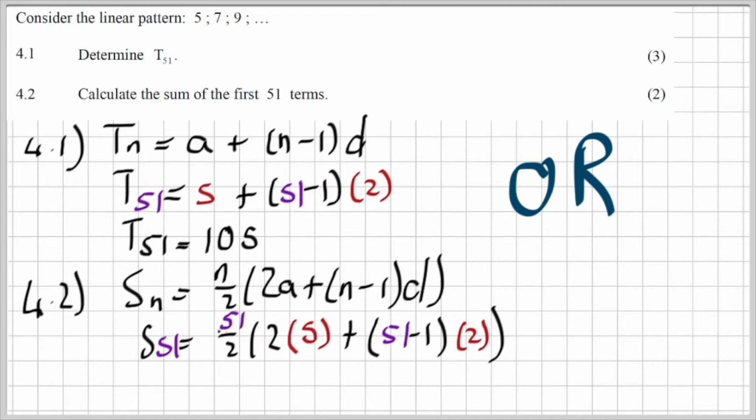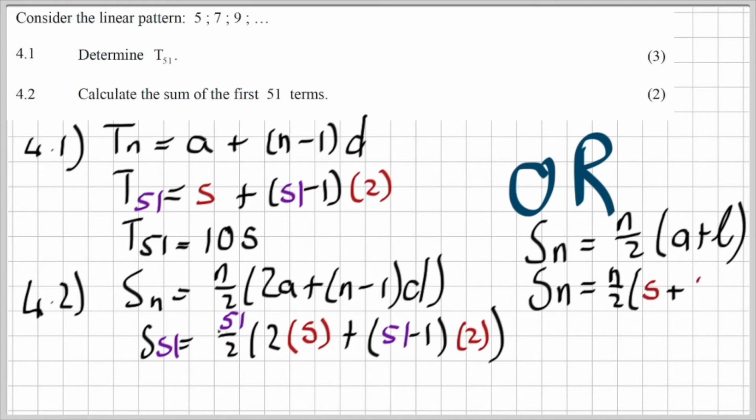But here is something I want to show you. Those of you that are getting 80s and 90s, I want you to think of every question as having 2 or 3 alternatives. What is the second alternative? Why don't I use the other S_n formula, n over 2 times a plus the last term? Don't you have the last term? Well, yes, actually, I've got the 51st term. That's 105. Remember, that is l.